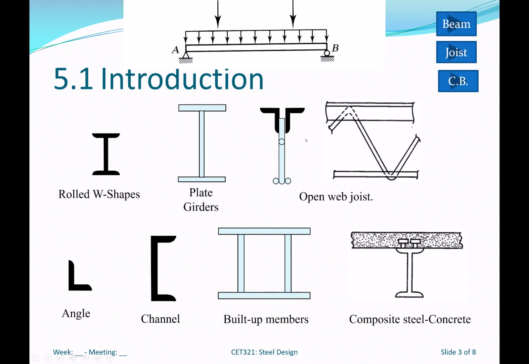So again, when we think of a beam, I'm thinking uniform load, I'm thinking concentrated load, thinking certainly W shapes, plate girders, built-up girders, composite steel beams, even open web joists. Even though they're primarily a truss, they do support loads that beams do, and they are a big competitor with steel beams.